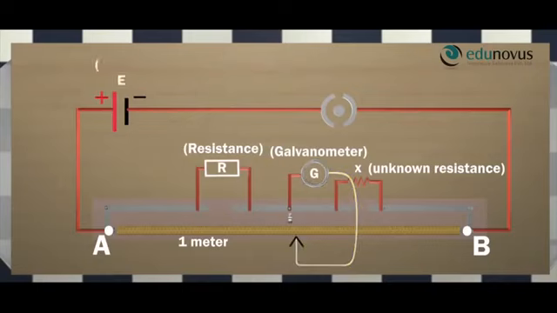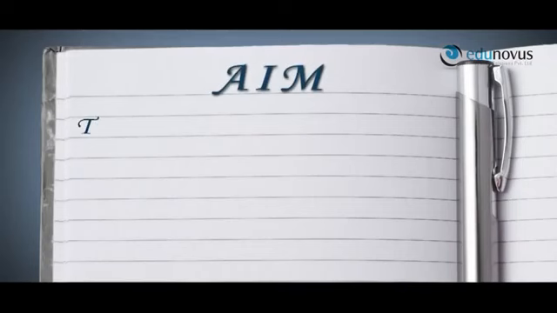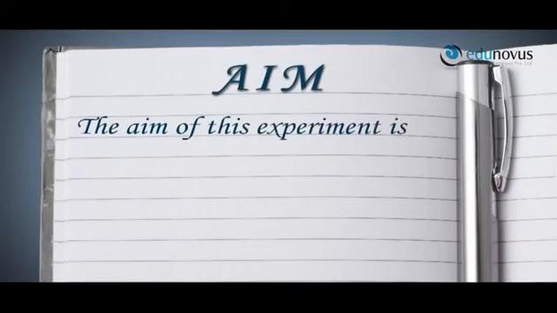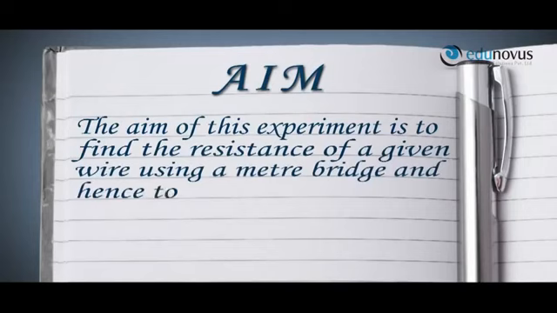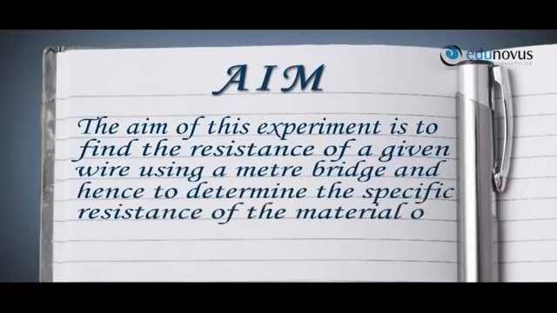Across the two terminals A and B, there is a battery E connected along with the key K. This is the general arrangement of the meter bridge to find the unknown resistance. The aim of this experiment is to find the resistance of a given wire using a meter bridge, and hence to determine the specific resistance of the material of the wire.